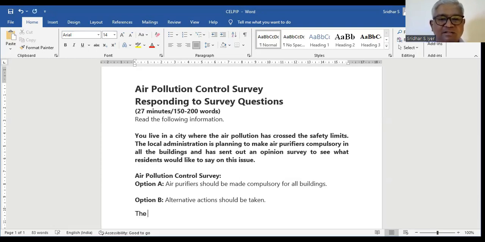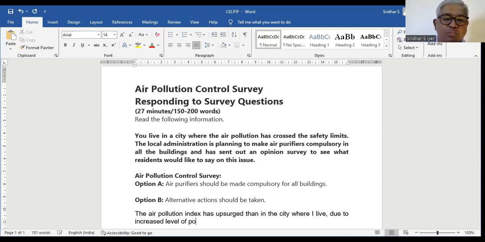So let's start by saying, the pollution, or you can say the air pollution index has upsurged than in the past in the city where I live, due to increased level of pollution caused by greenhouse gases.